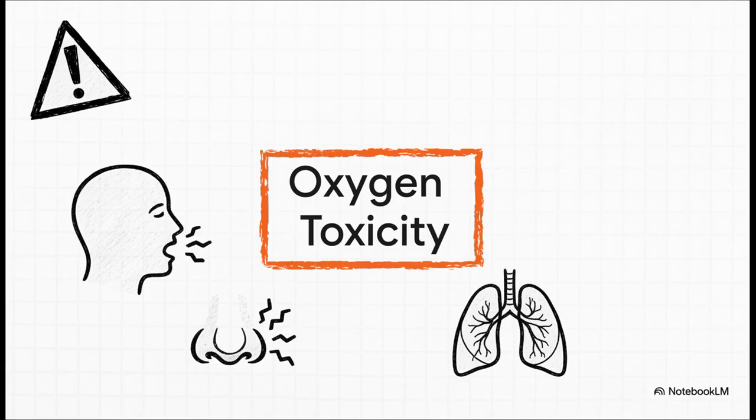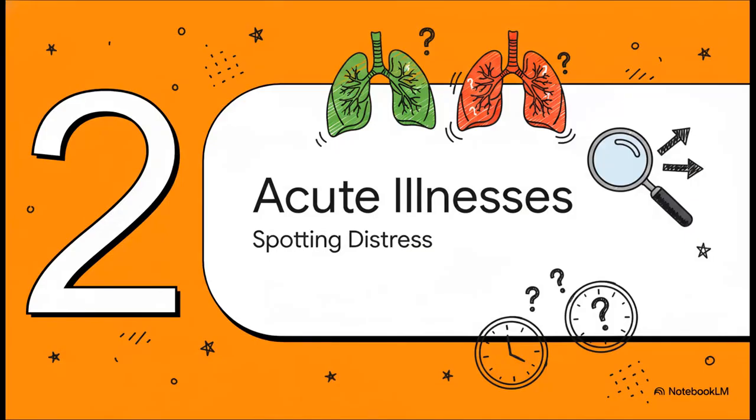All right, let's switch gears and talk about the stuff that brings kids into the ER, the acute illnesses from Chapter 17. The name of the game here is differentiation. ATI will absolutely test your ability to tell these high-stakes conditions apart, even when they look similar at first.